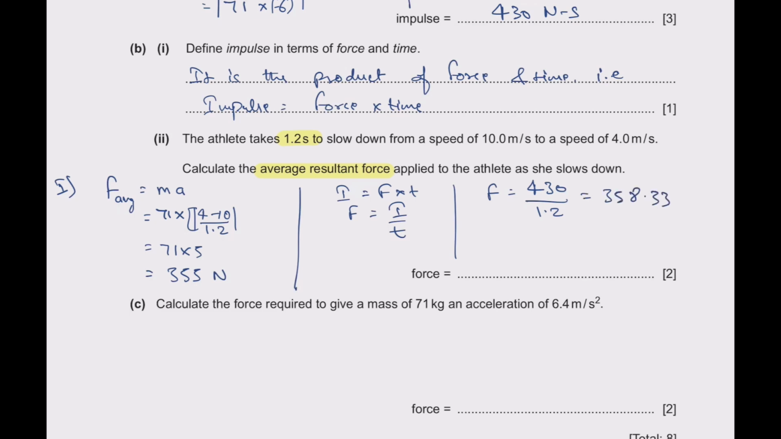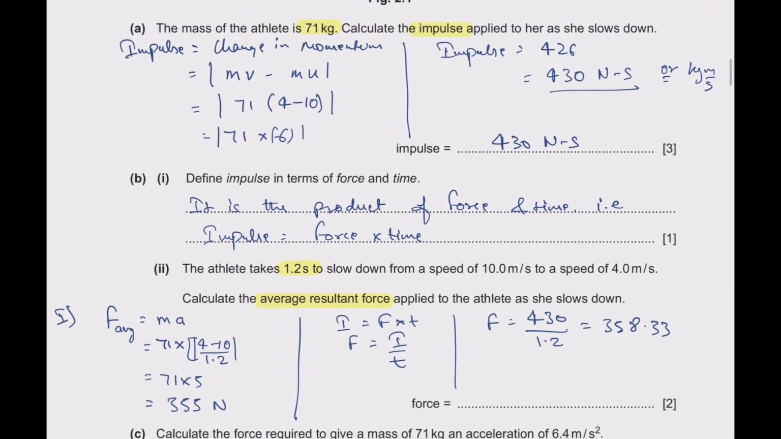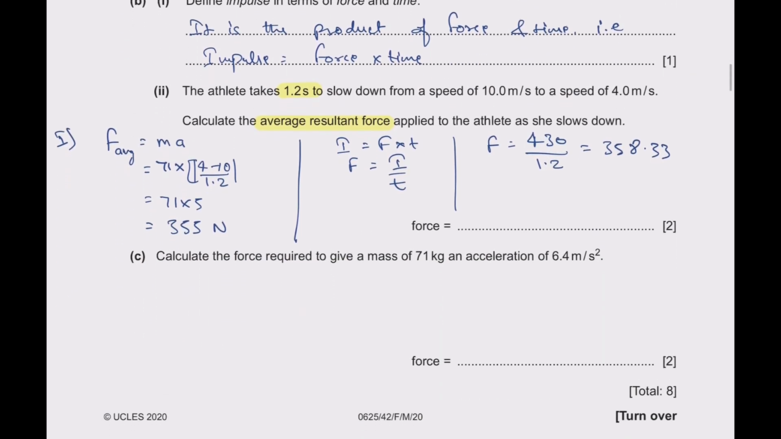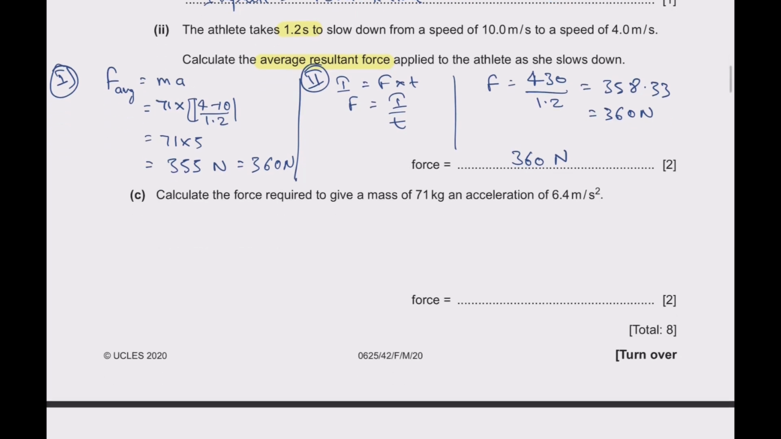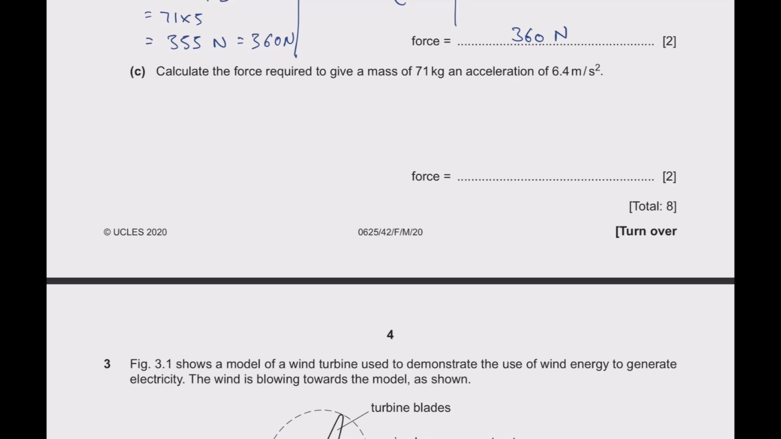It is 358.33. Look, the answers are different in both because we have used the rounded-off 426. That is the reason. Also, if you round it off to two significant figures, it will be 360 Newton in both. So the answer is 360 Newton. That is the second method and that is the first method. You can apply either method and you will get the same answer by converting into two significant figures.